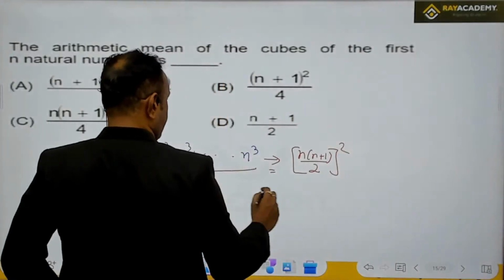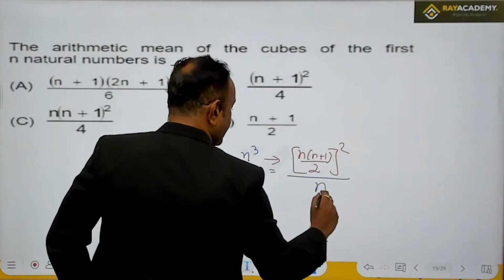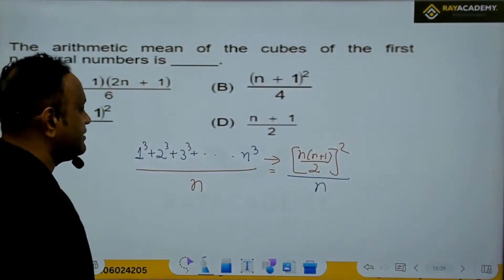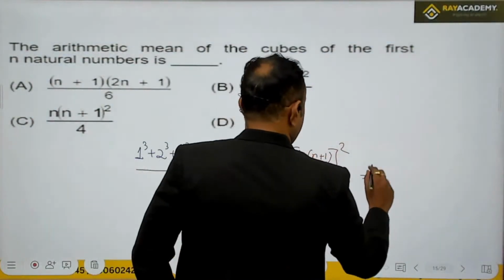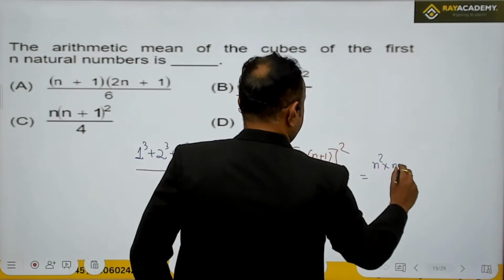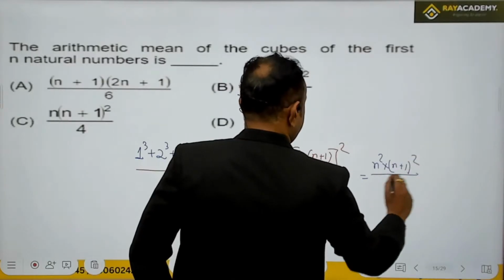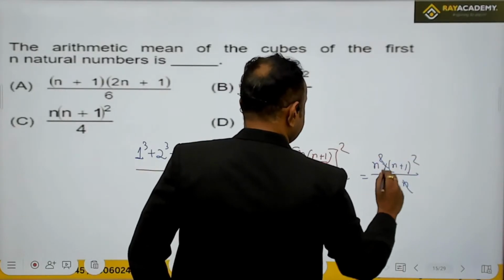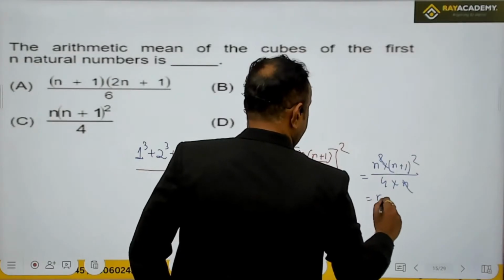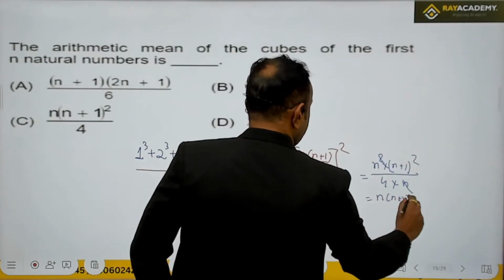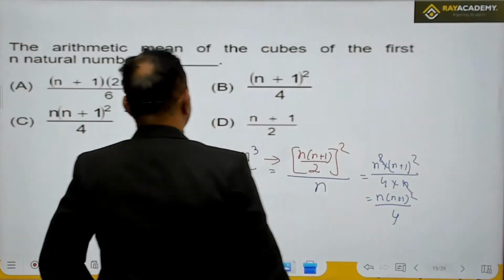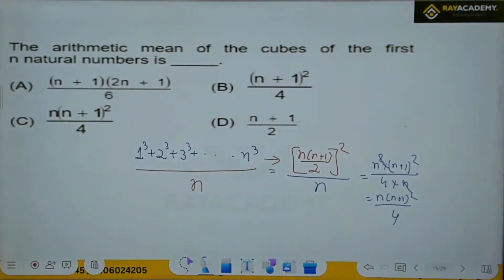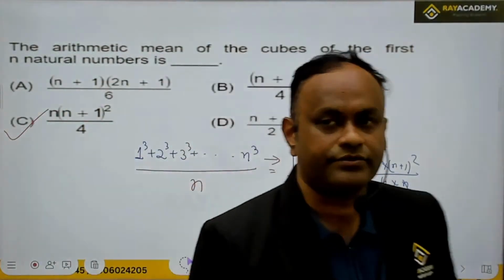So there is the formula, and below it the denominator is n. So you can put this. Now simplify: n square into n plus 1 whole square divided by 4 into n. n cancels out. So it is n into n plus 1 whole square by 4. This one, option C, is the right answer: n into n plus 1 square by 4.